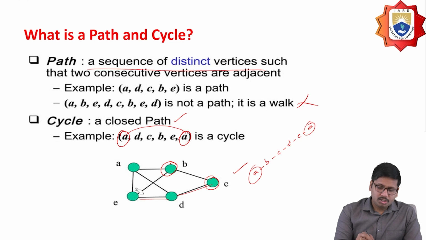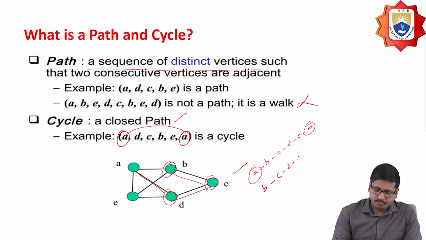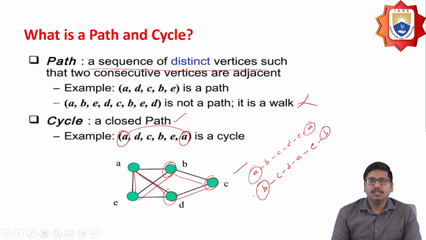Suppose I start at B, so B to C, C to D, D to A, and again A to B. So this is also another cycle for reaching the vertex B.